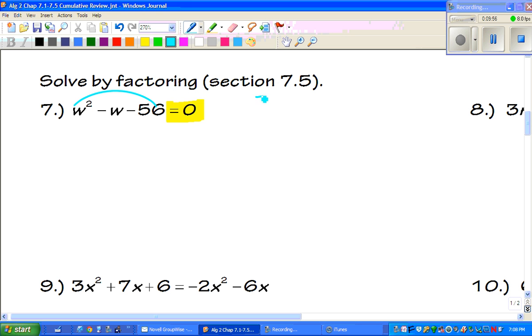We're looking for the factors of 56 that add up to -1 and multiply to -56. Okay? So I'm going to let you guys do the factoring part on your own, and then once we're finished, I'll jump in there. So pause the video, and good luck.